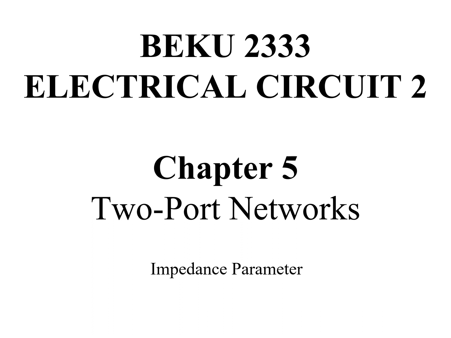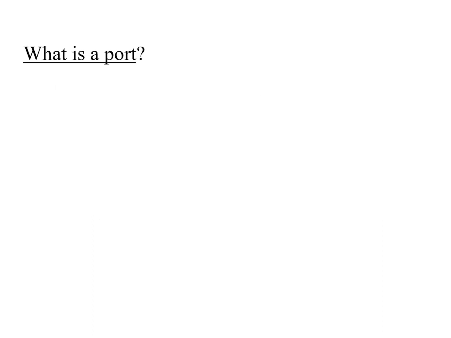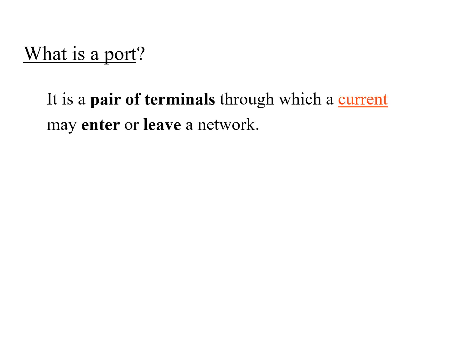Welcome back to BEKU 2333 Electrical Circuit 2. Now we are in Chapter 5, Two-Port Networks, Impedance Parameter. Alright, so what is a port? We're not referring to internet connections, but to the electrical terminology for port. It is a pair of terminals through which a current may enter or leave a network.